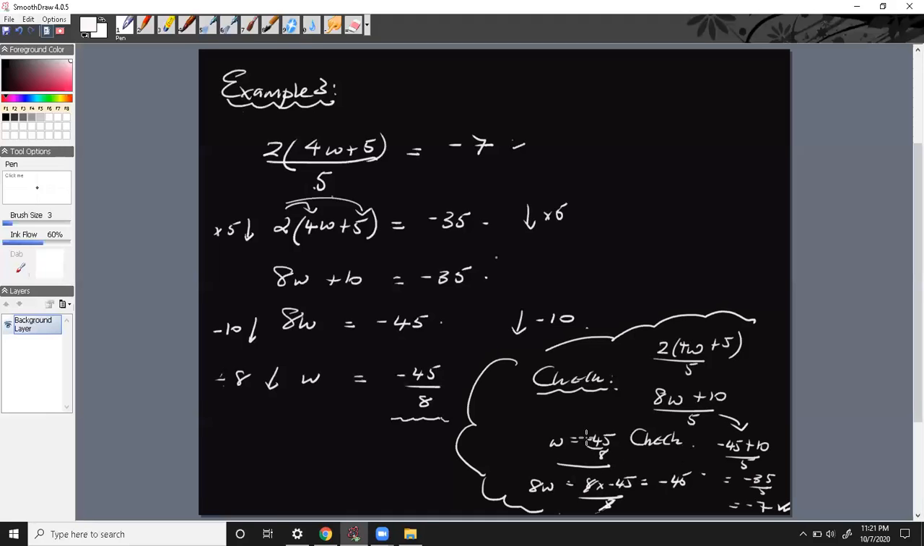I chose to just use the fraction of minus 45 over 8 because I could see that 8w would just cancel out that 8 there. Okay, so that's another example of linear equations with brackets.